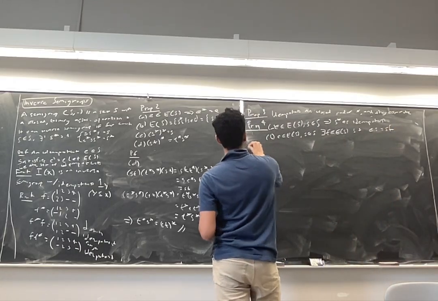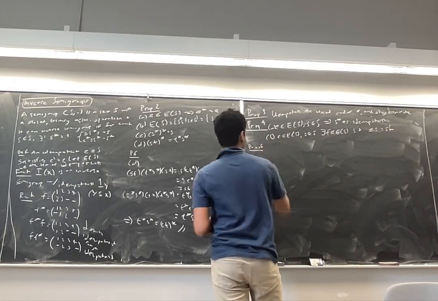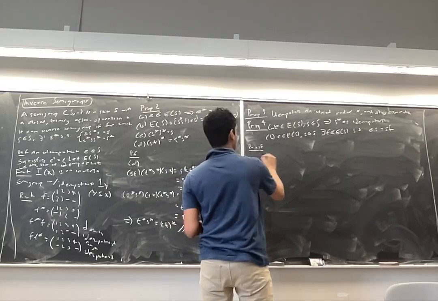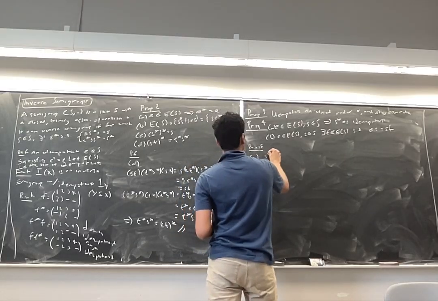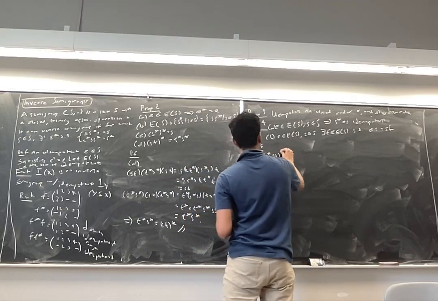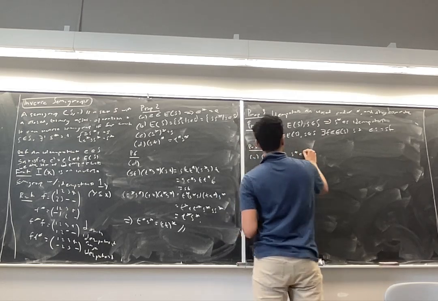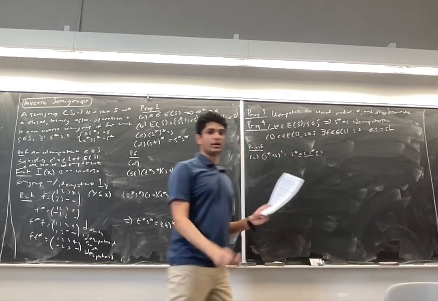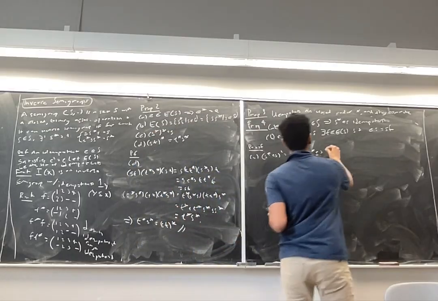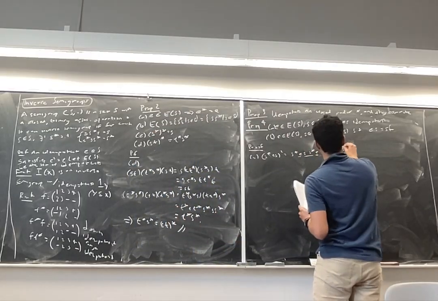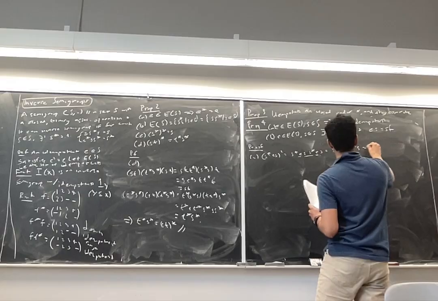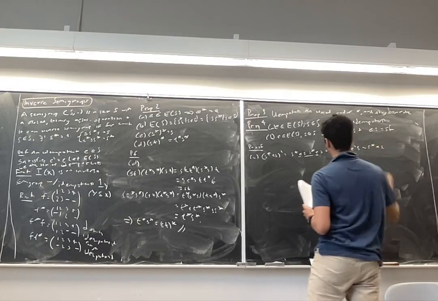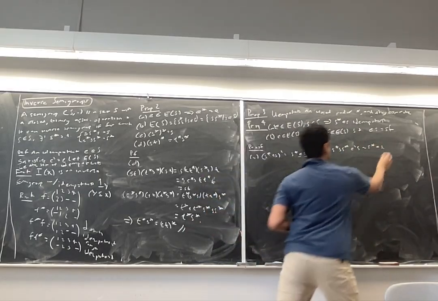Okay, so let's prove this. For part A, all I have to do is just square it. So S star ES squared equals S star ES, S star ES. Now I have three idempotents in the middle. I'm just going to move SS star to the beginning. S star, S star, E squared S is equal to S star ES. So S star ES is indeed an idempotent.